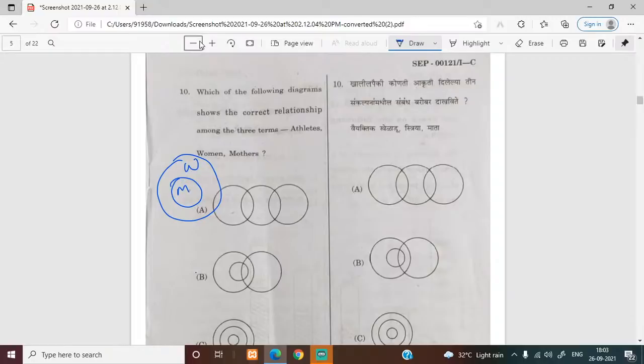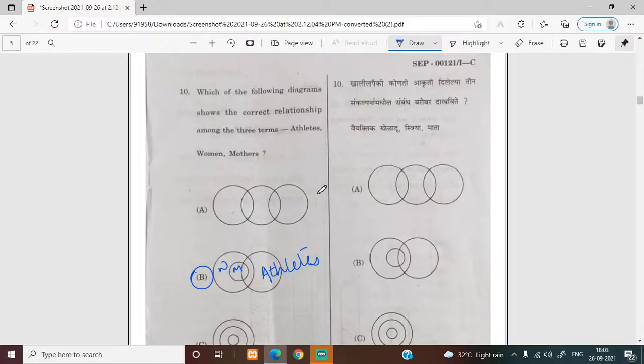So all mothers will be women, and athletes could be women also, and mothers can also be athletes. So in this question, option B is the right answer, because some women are mothers. And athletes could be women also and mothers also, and men also. So athletes is all together a different circle. This is the circle for athletes, this is for mothers, and this is for women. B is the right answer to question number 10.